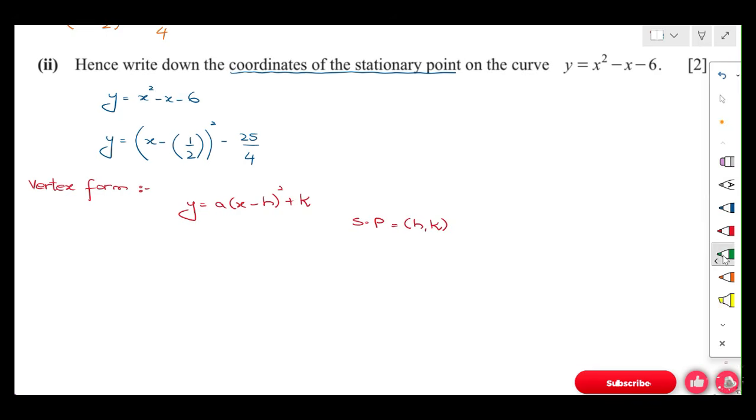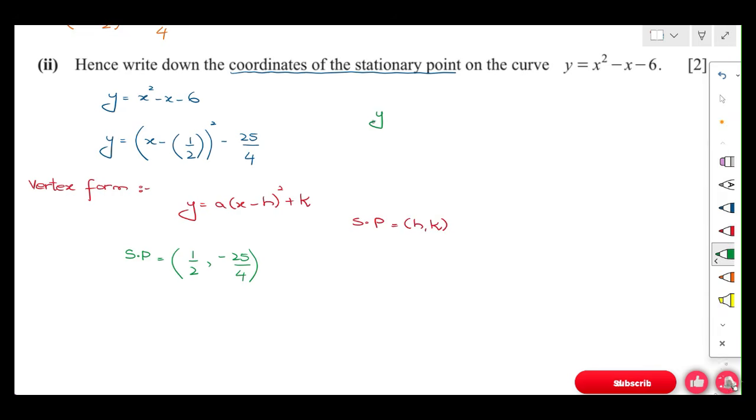If I compare, the a value is just 1, so we consider it as 1, x minus h and then k. So what are the coordinates of the stationary point? The coordinates of the stationary point in this case is 1 by 2 and negative 25 divided by 4. For this you have to remember this vertex form, a into x minus h whole square plus k.